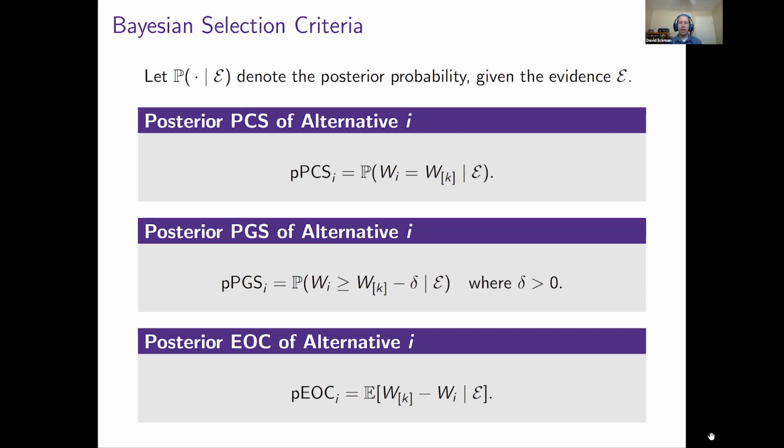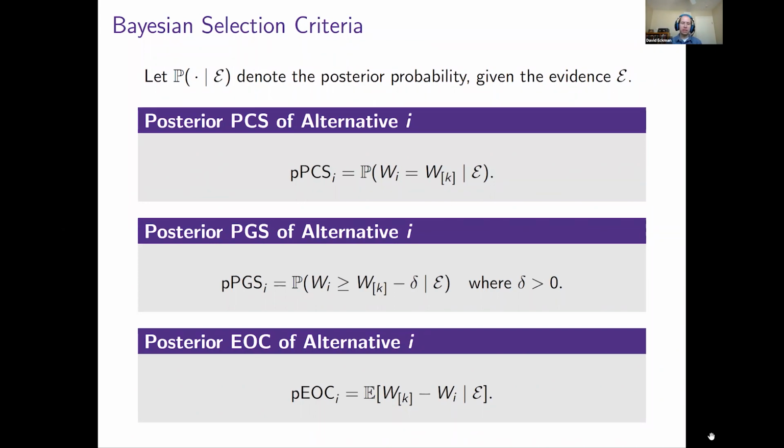Likewise, the posterior PGS is the probability, given the data, that my alternative I has a performance that's within delta of the unknown best, where delta is some tolerance that's specified by the user. Essentially, what's their tolerance towards making a suboptimal decision. And lastly, the expected opportunity cost is defined as the expected difference under the posterior distribution between the performance of that alternative, mu I, and the performance of the best. You can think of it as an expected optimality gap between the performances of alternative I and the unknown best alternative.